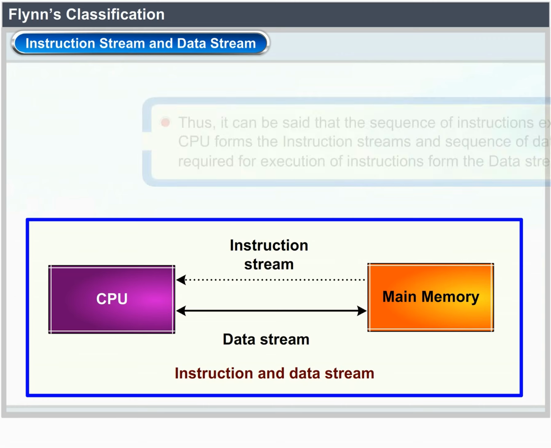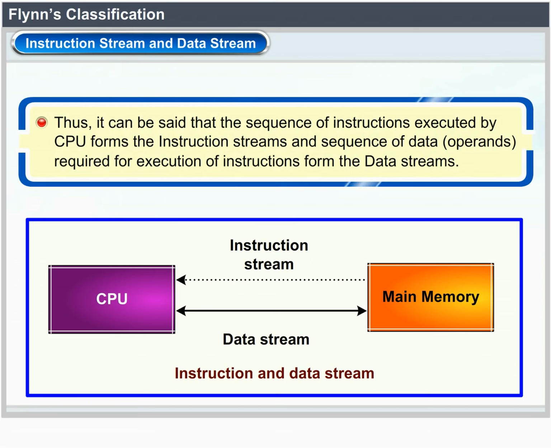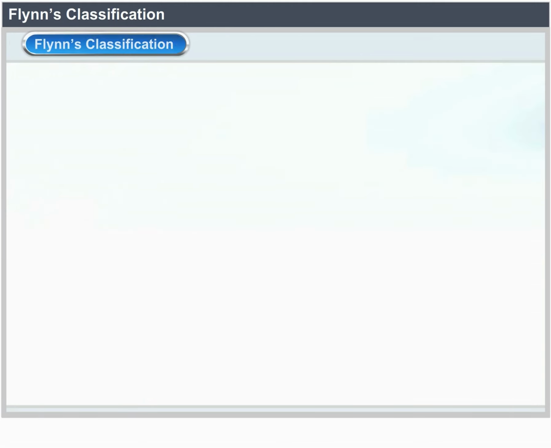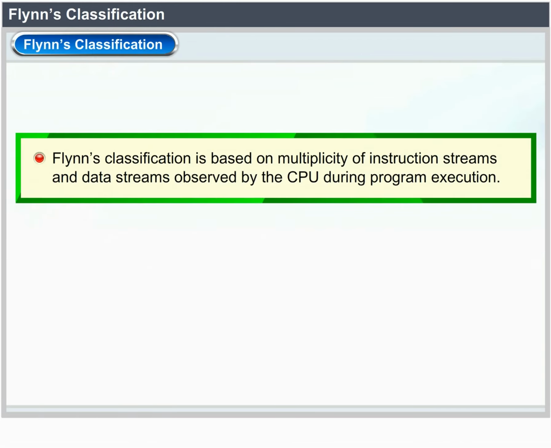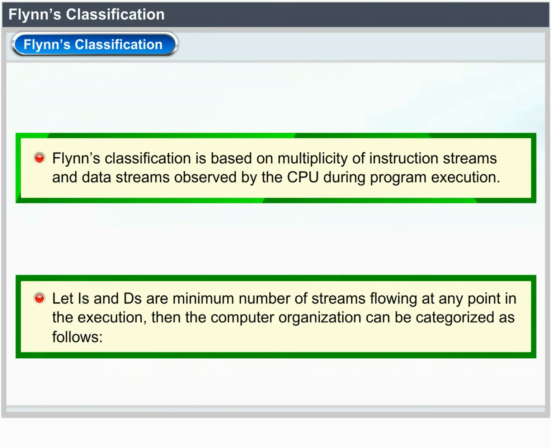Thus, it can be said that the sequence of instructions executed by CPU forms the instruction streams, and a sequence of data, operands, required for execution of instructions form the data streams. Flynn's classification. Flynn's classification is based on multiplicity of instruction streams and data streams observed by the CPU during program execution. Let IS and DS be the minimum number of streams flowing at any point in the execution. Then the computer organization can be categorized as follows.